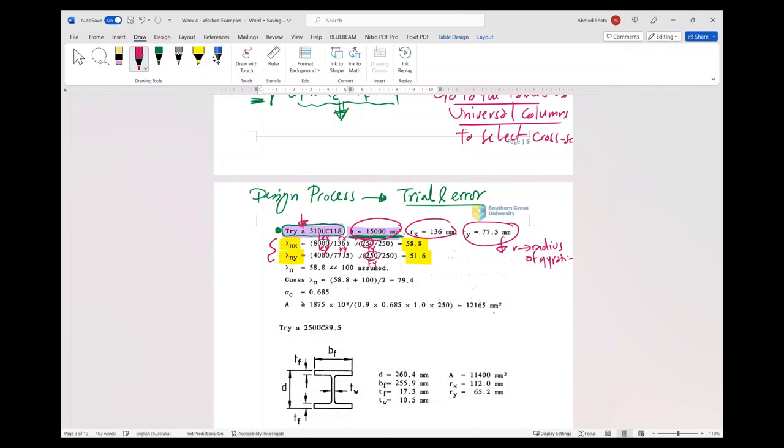So which one is critical? The critical from lambda is the largest, because this is like a buckling factor. When the factor is larger, this means it is more critical in buckling. So we have lambda n equal to the largest of these two, so it will be 58.8, which is less than the 100 we assumed in the first step.